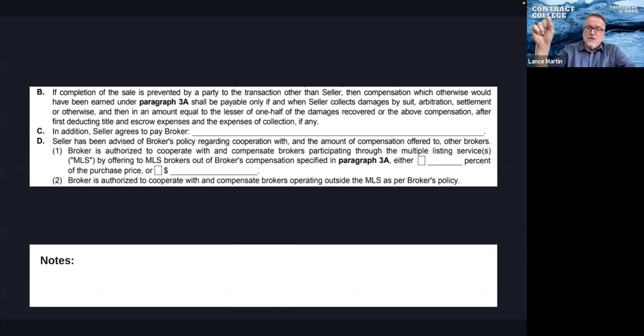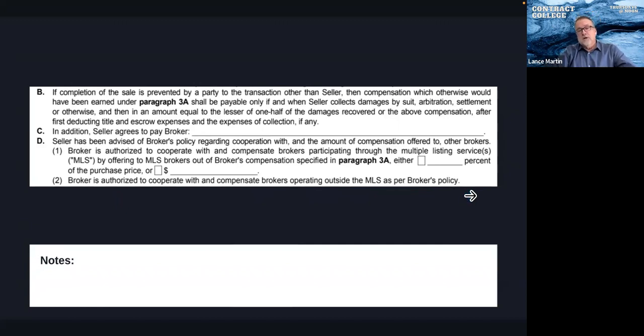So you put that in there, and ultimately your seller is going to get a commission instruction in front of them, and it's going to say $25,000 goes to Coldwell Banker Town and Country, $25,000 goes to ABC Real Estate. And they're going to look at that and say, wait a minute, I thought we were doing 3%. Why are you getting 30 grand and they're only getting 20? Did you change something? You didn't tell me that. So don't do that. Brokers authorized to cooperate with and compensate brokers operating outside the MLS per broker's policy.